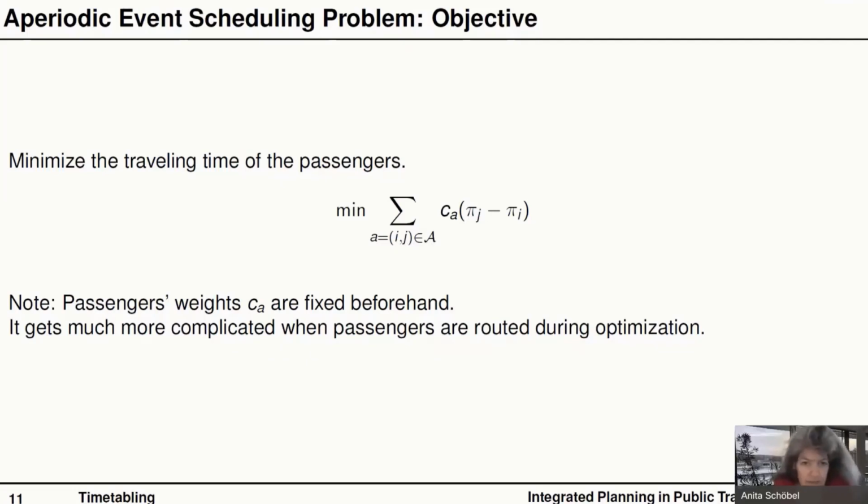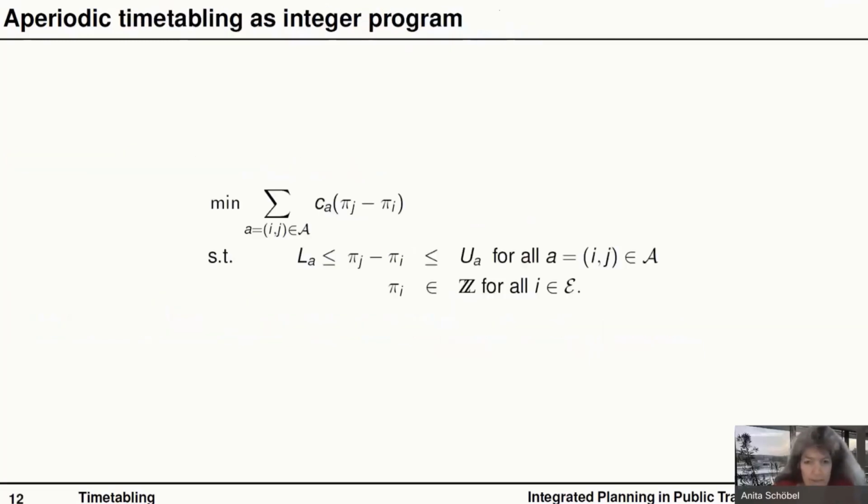In this setting, the passengers' weights are fixed beforehand. It would be much better if the passenger weights were not fixed while we do the timetabling, so including the routing. I will say a little bit about that in the last lecture today. It gets more complicated then.